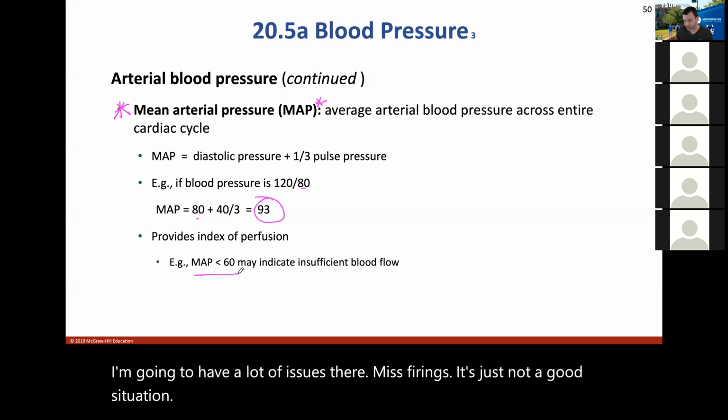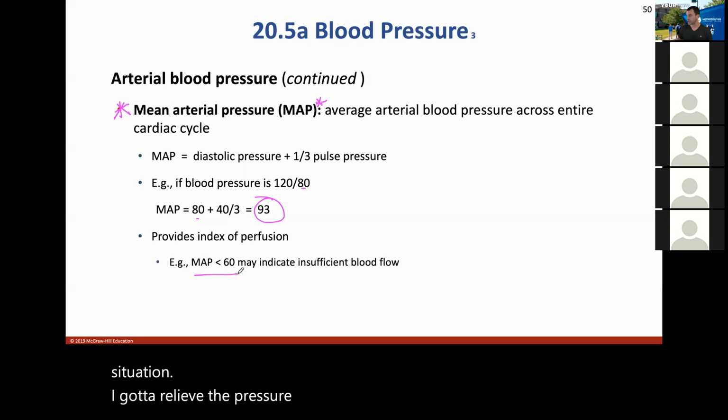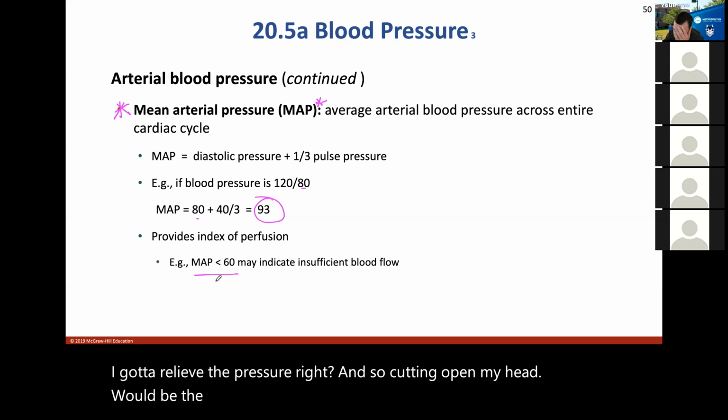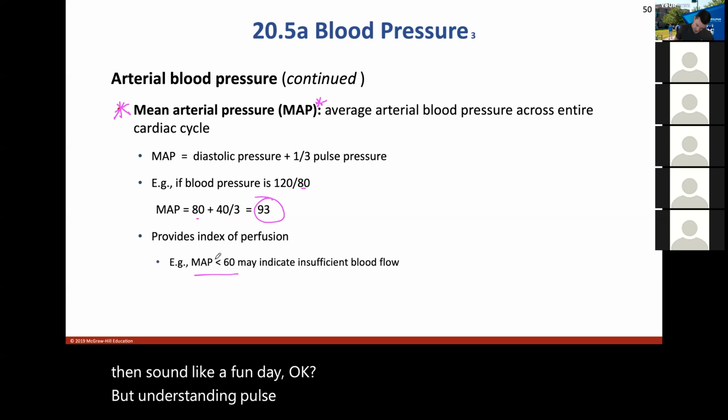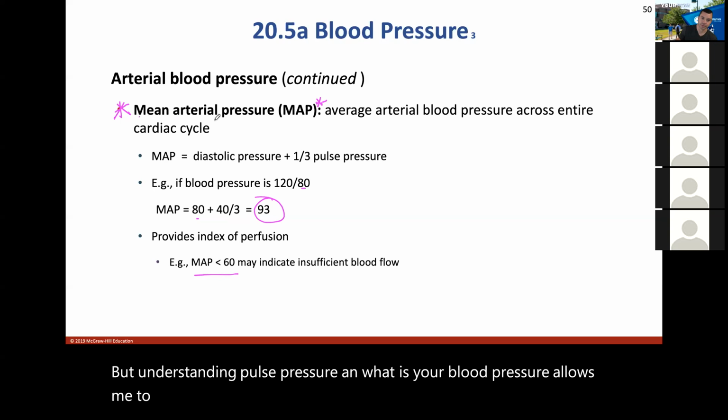Got to relieve the pressure, right? And so, cutting open my head would be the way that I would do that, and I really don't want to do that. It doesn't sound like a fun day. But understanding pulse pressure and what your blood pressure is allows me to determine what MAP is.